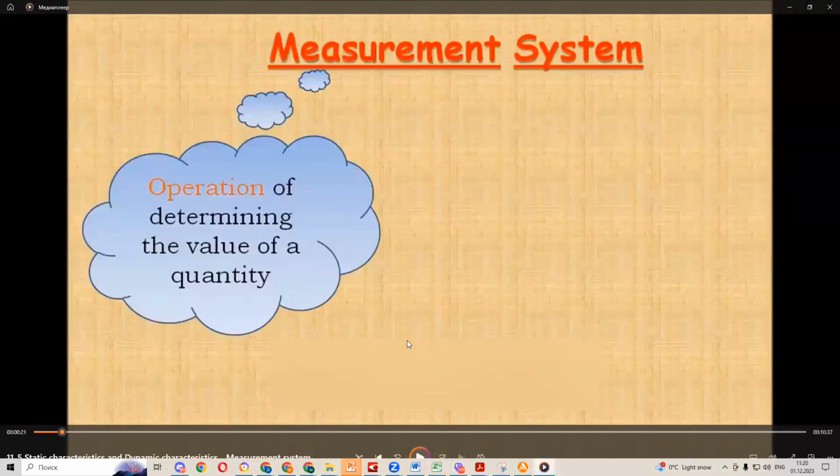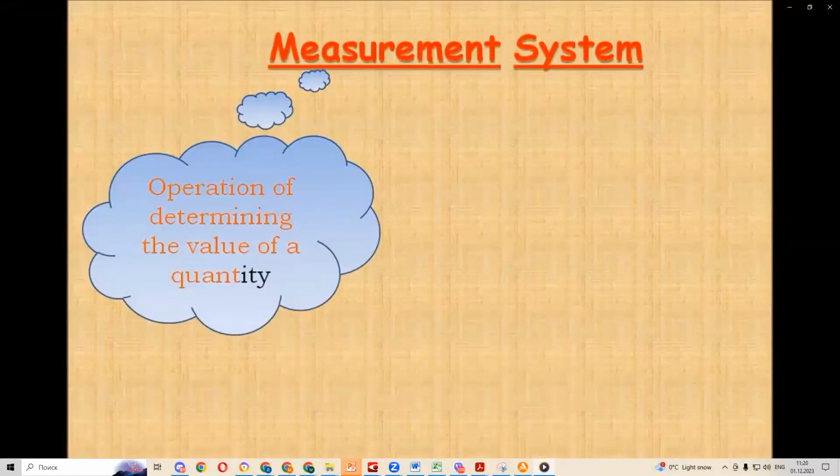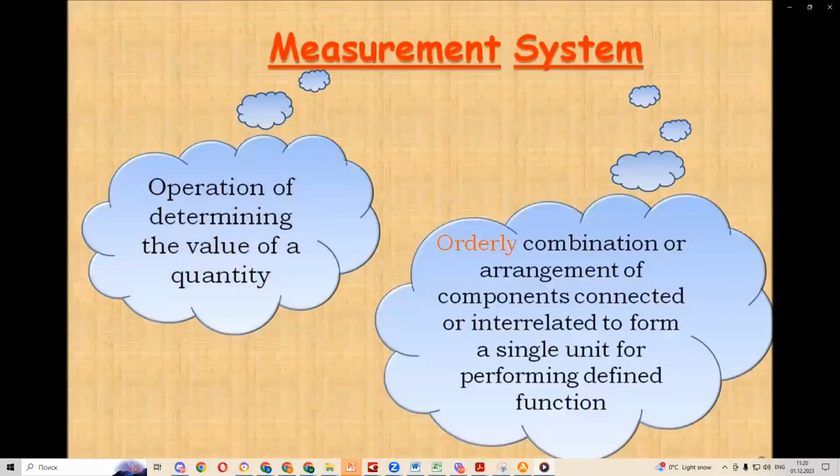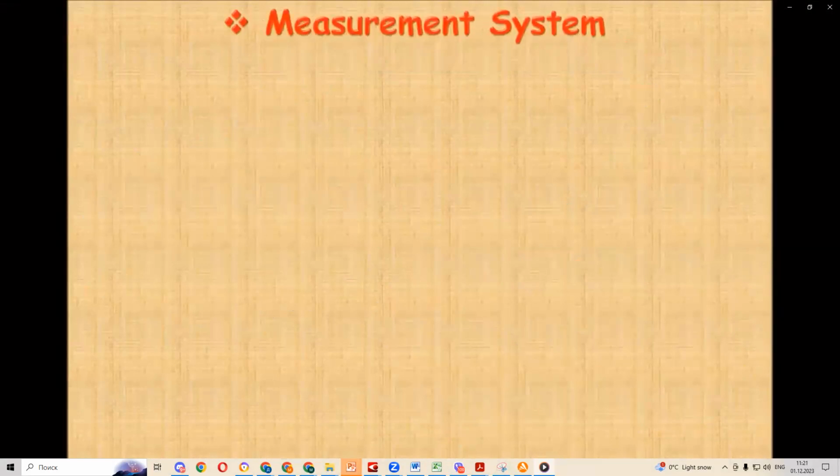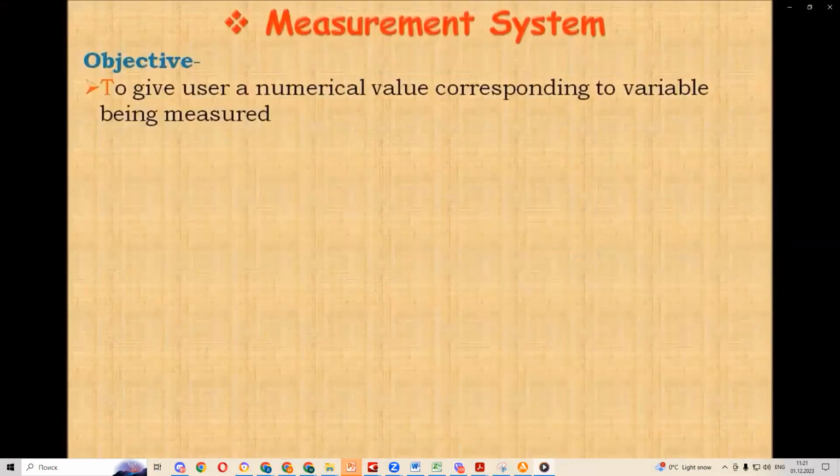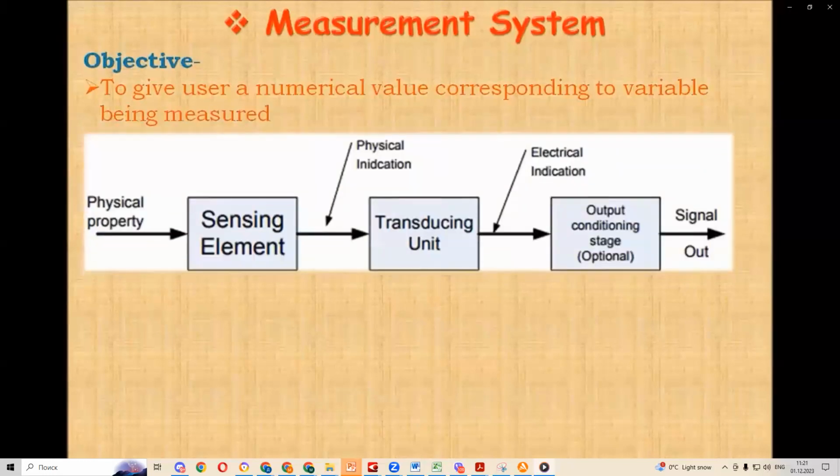What is meant by measurement? It is the operation of determining the value of a quantity. What is meant by system? It is an orderly combination or arrangement of components connected or interrelated to form a single unit for performing a defined function. What is a measurement system? The objective of a measurement system is to give the user a numerical value corresponding to the variable being measured. It consists of a sensing element, transducing unit, and output conditioning stage.